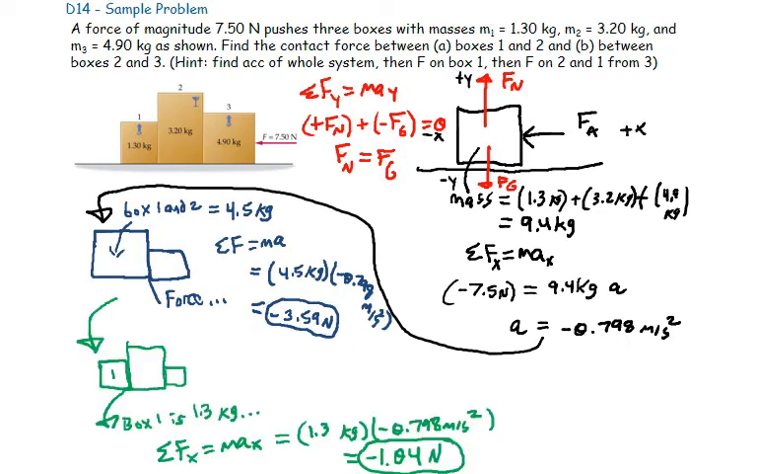And then for the last part, we want to find out what's the force right here, how much force is felt, and we know that the last box is 1.3 kilograms. It's also accelerating this much, so we can determine how much force it's taking to make that happen. So negative 1.04 newtons would be what it feels there.